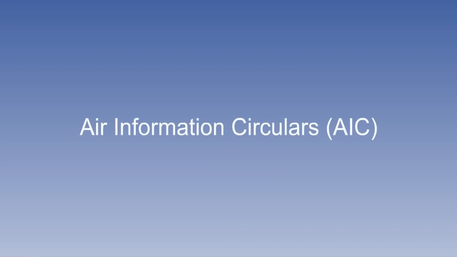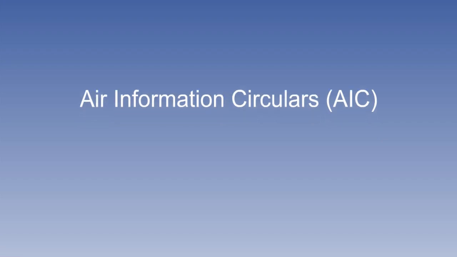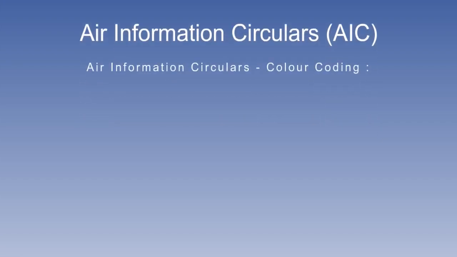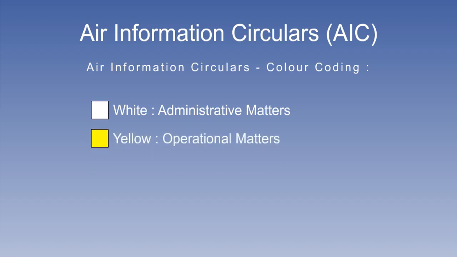Finally, there are the Air Information Circulars, which are issued on subjects of operational importance, and are of a temporary or semi-permanent nature. These are filed in a folder separate from the AIP and are colour-coded as follows. White is for administrative matters, such as examination schedules. Yellow deals with operational matters, such as airspace allocation.